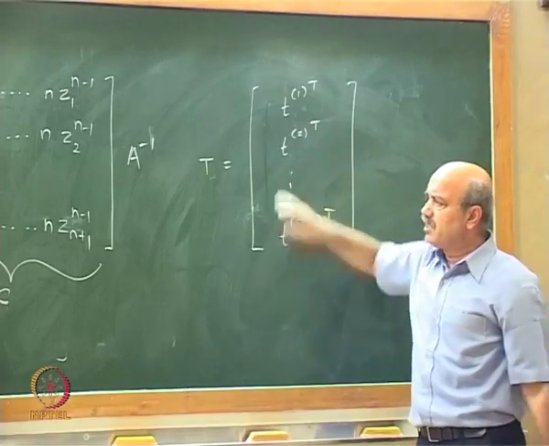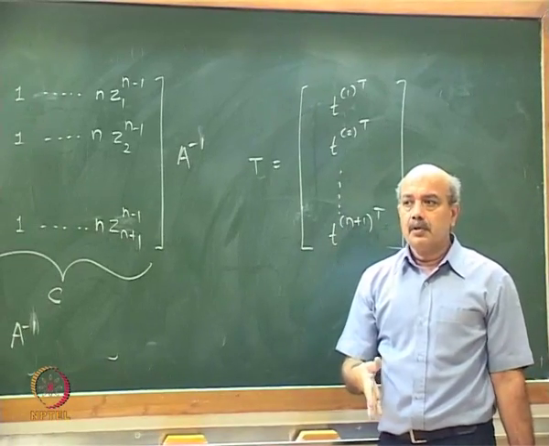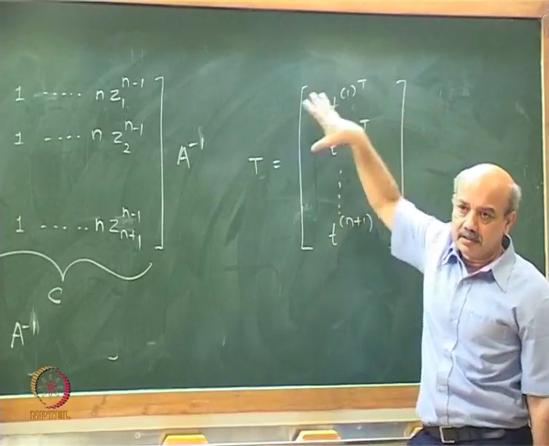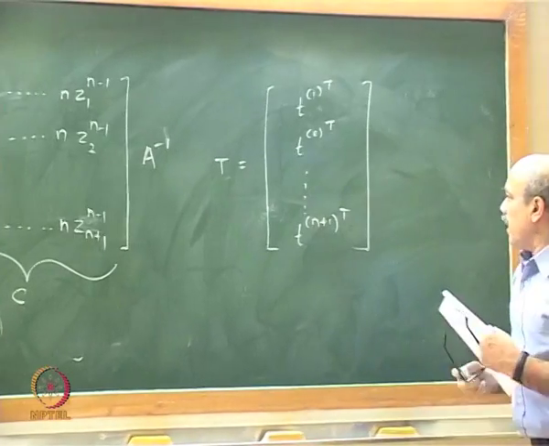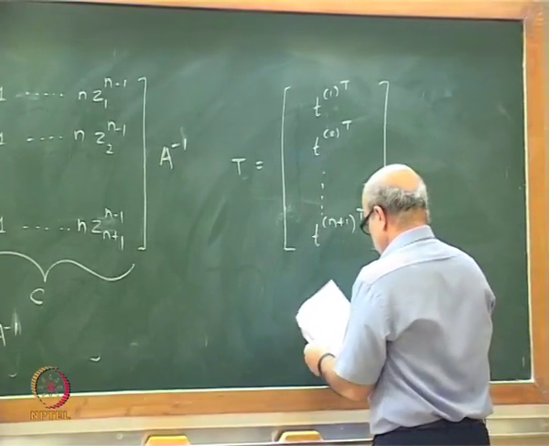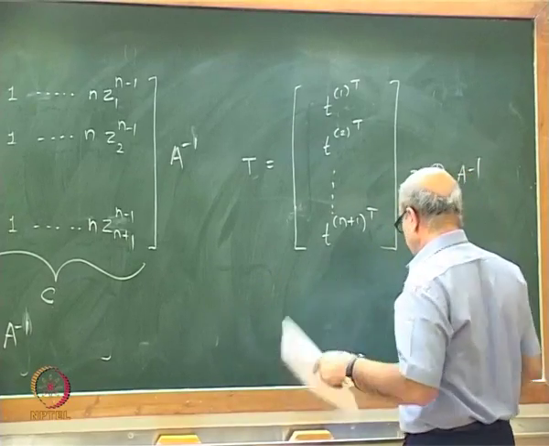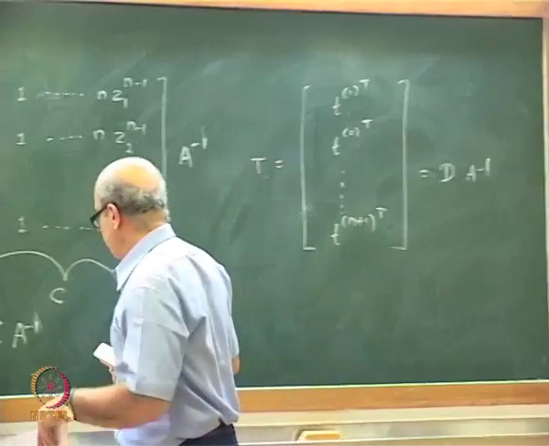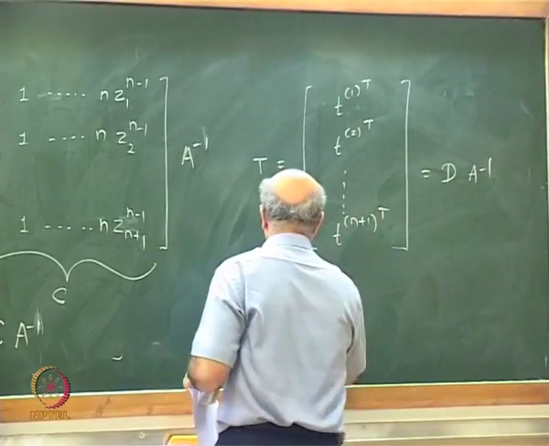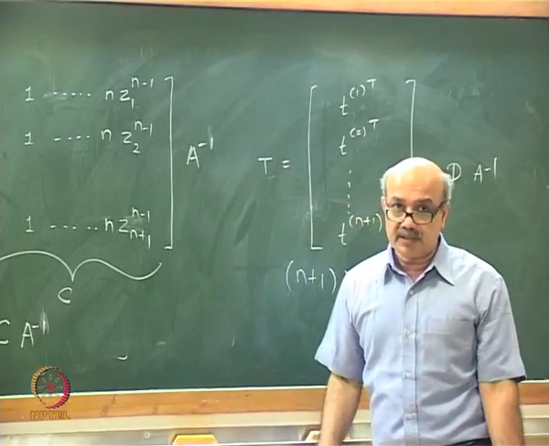Why this funny notation? Because in our course, whenever we are defining a vector, it's a column vector. When I want to make it a row vector, I am taking a column vector and putting it as a transpose. That's why we have this notation. Then you can show that this matrix can be very easily computed using D times A inverse. And what is this D matrix? This is also an n plus 1 cross n plus 1 matrix.